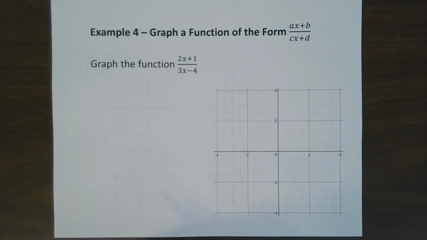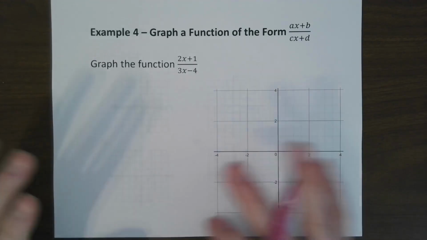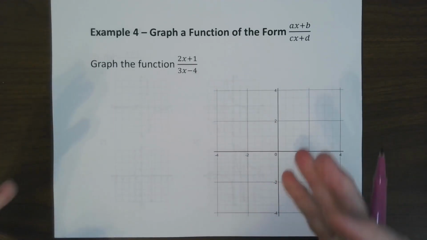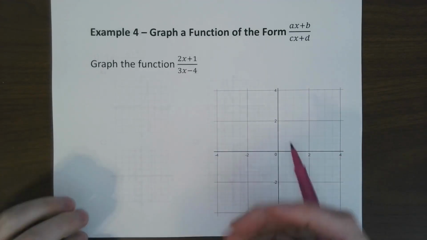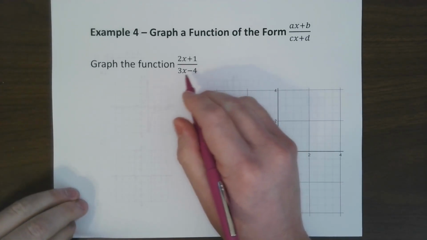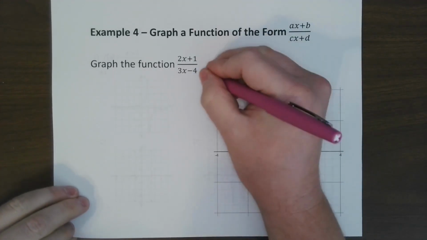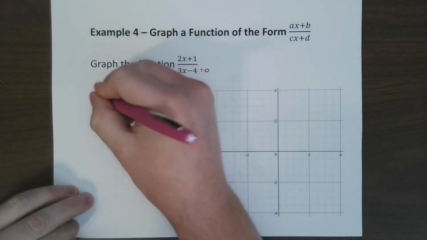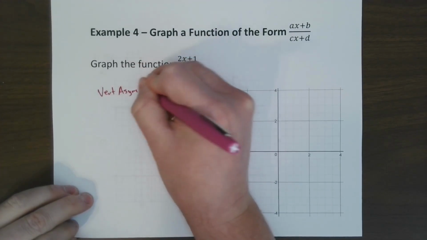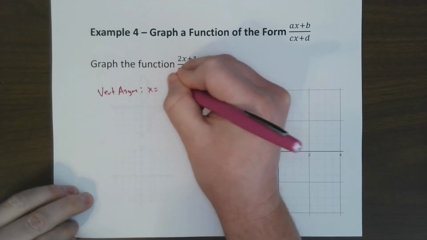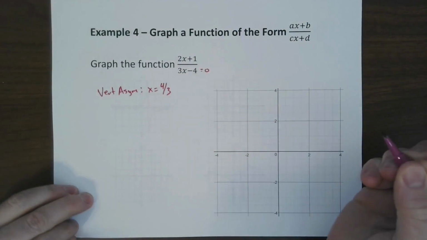Okay, let's go ahead and try graphing this one in this form. One of the key ways you could do this is do long division and rewrite it, but it's kind of messy with the fractions. But let's graph this using the asymptotes. First, let's find the vertical asymptote, which is just set the bottom to 0. So our vertical asymptote would be x equals 4 over 3.